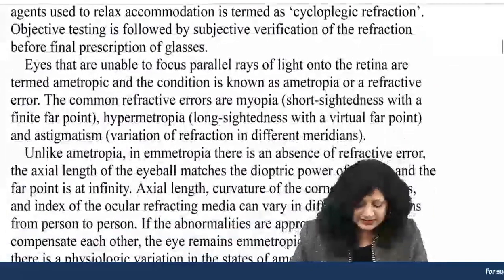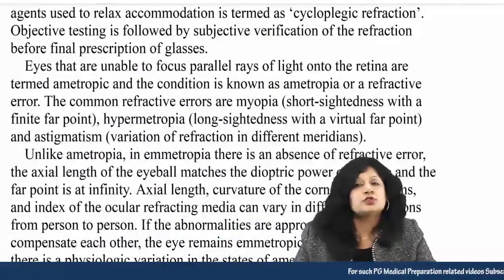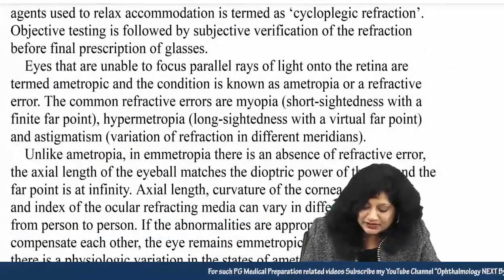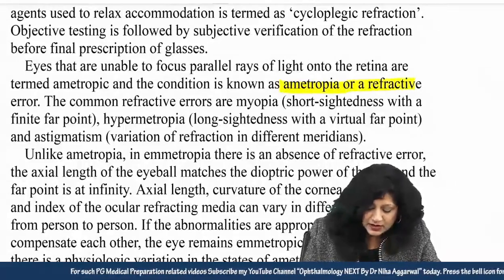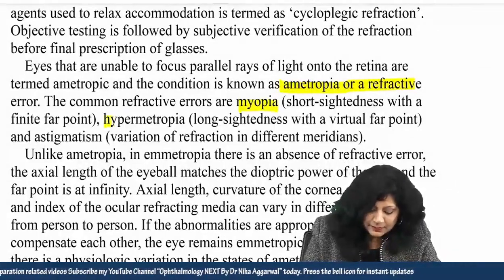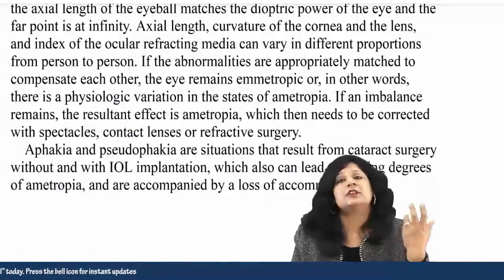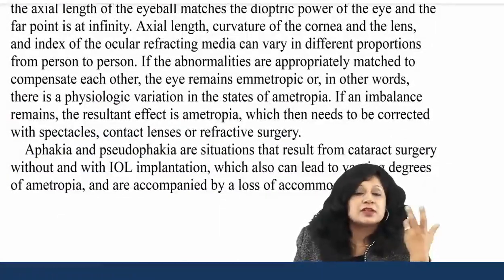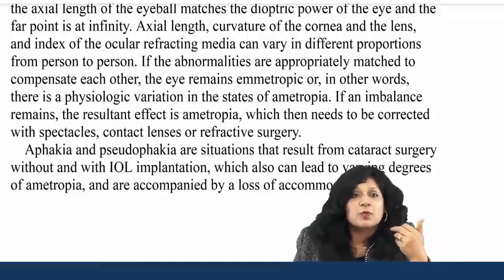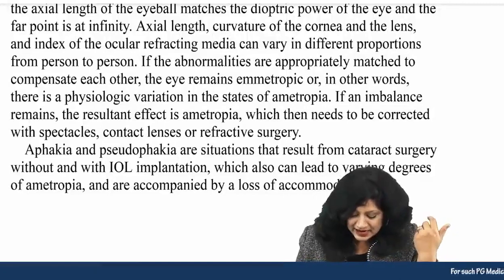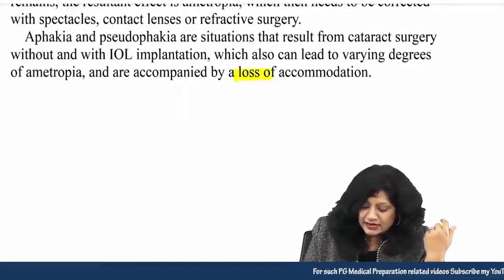Then we also saw a number of the refractive errors, that is ametropia, myopia, hypermetropia, and astigmatism. Then we also saw the different causes of it, what is aphakia, what is high myopia, what is anisometropia, what is aniseikonia, and that in aphakia there is total loss of accommodation.